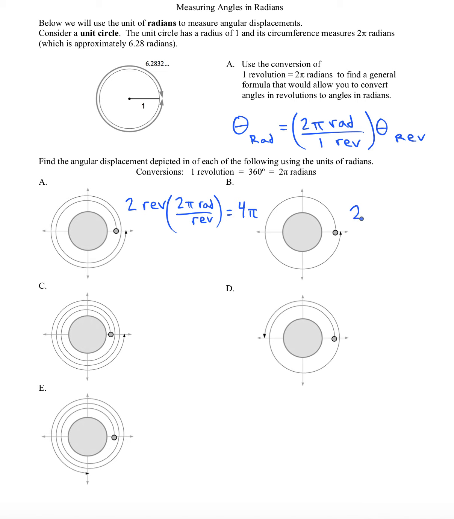Okay, so here we have 1 trip around the circle. That's going to be 2 pi radians. This one ends up being 6 pi. Here we have 3 pi. This one would actually be 5.5 pi.